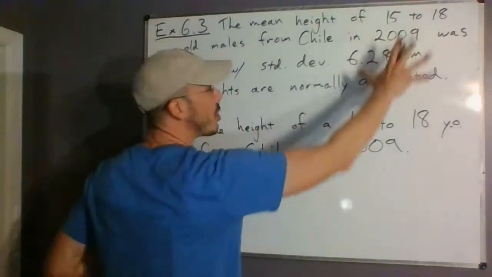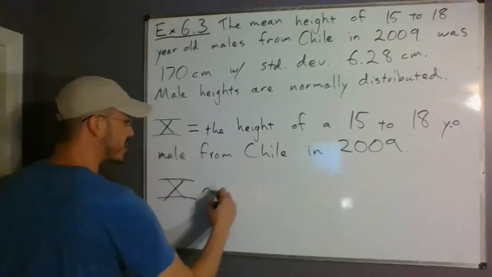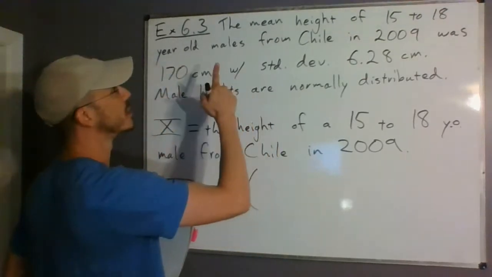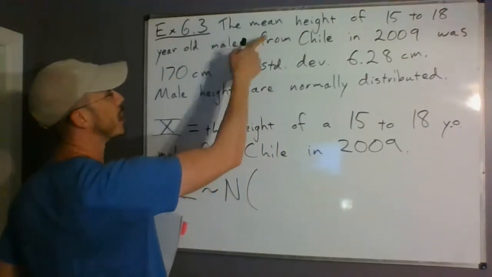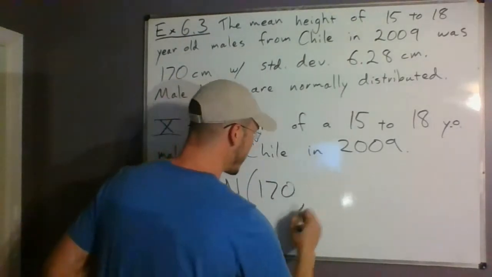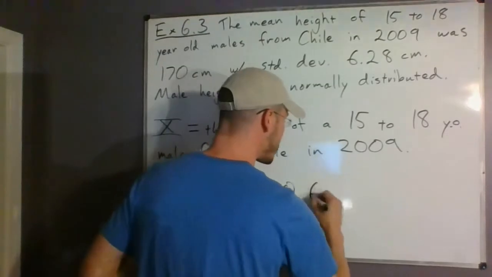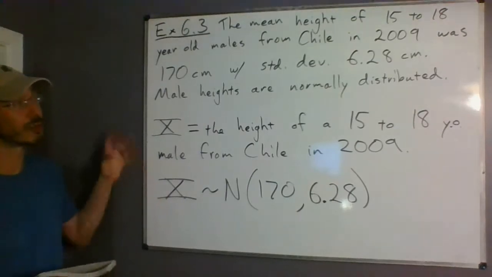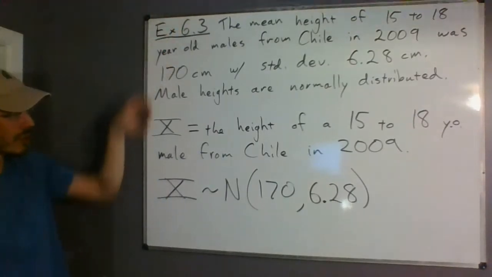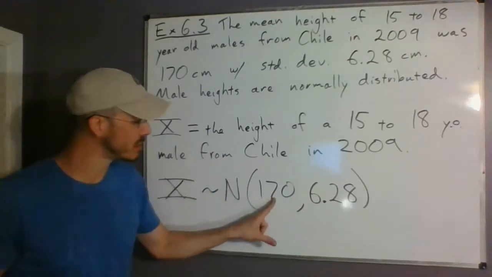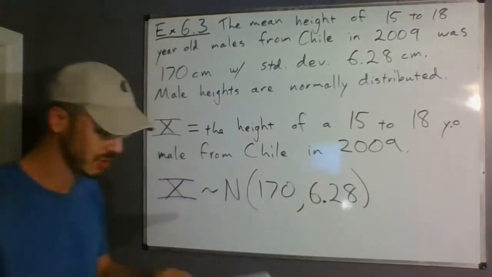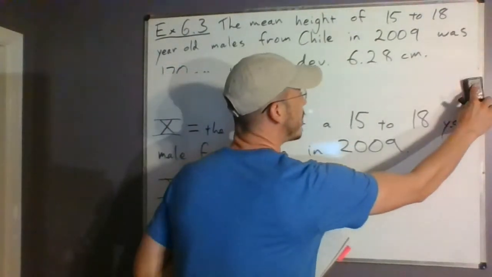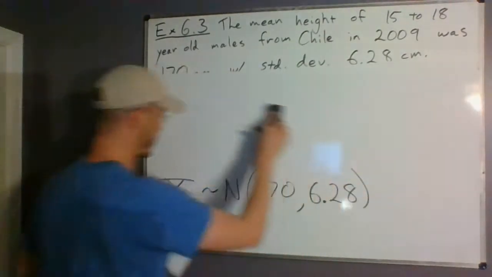To condense this whole statement, I can say that variable x is distributed normally with a mean, the mean height, blah, blah, blah, is 170, and a standard deviation, 6.28. So that actually contains all the information in this paragraph here. It boils down to this. We've got the mean, we've got the standard deviation. Now we're going to be able to answer some questions based on that. I'm going to keep just that piece for now.